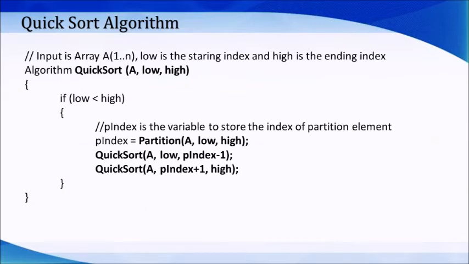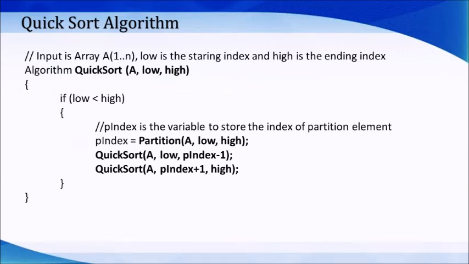We are naming that algorithm quicksort. The input we are taking is array A. This array's index values start from 1 and end with n. I am taking two variables as input for this, low and high. Low is the starting index of the array, that is 1. High is the ending index of the array, that is n.